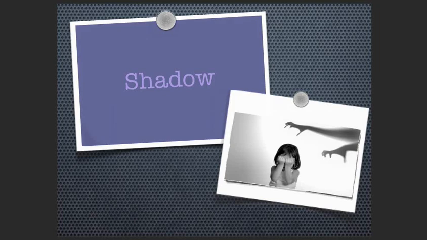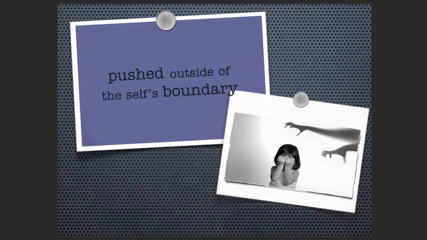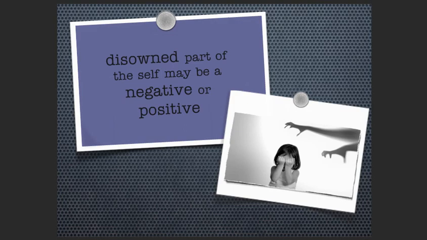Shadow forms when an aspect of the self which is deemed threatening or undesirable to the self-sense is pushed outside of the self's boundaries, which, in effect, renders it as disowned. This disowned part of the self may be negative or positive impulses, perceptions, emotions, experiences, or thoughts. Whatever it may be that you're rejecting, you are doing so because, on some level, you either consciously or unconsciously feel that this part of your self-experience is incompatible with your idealized self-image, desired sense of self, or your general worldview.